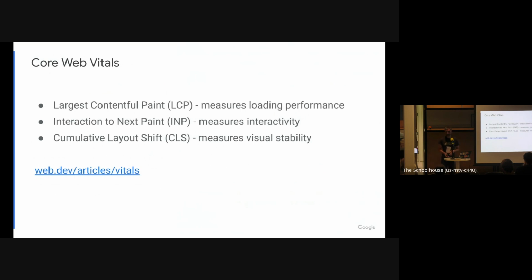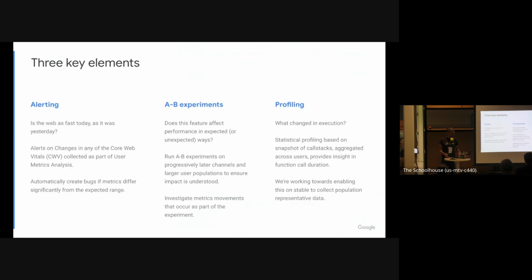Just as a quick reminder, that's largest contentful paint, which measures page loading performance, interaction to next paint, which measures interactivity, and cumulative layout shift, which measures visual stability. And all of these are measured on user devices. So we end up looking at 3 different elements with those.